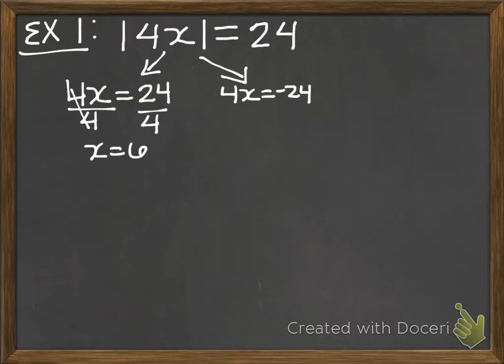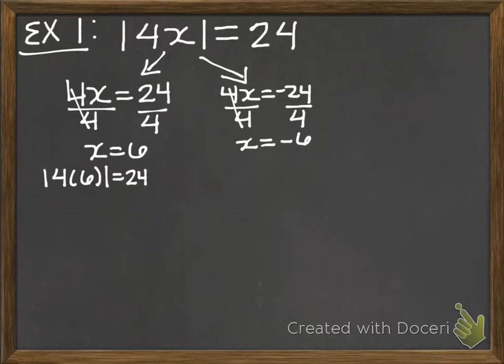We also have that 4x could equal negative 24, so dividing both sides by 4, we get another solution: x equals negative 6. So remember always to check your work. So when x equals 6, plugging that into the original equation, we have that the absolute value of 4 times 6 equals positive 24, which is true: 4 times 6 is 24, and the absolute value of 24 is 24.